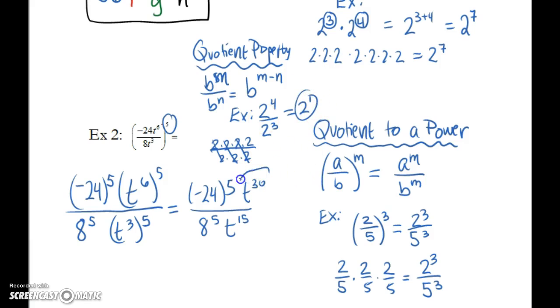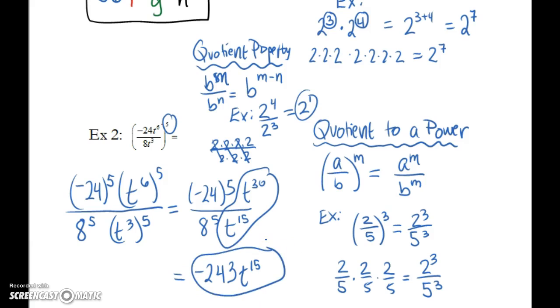So applying that property here, we have t to the 30 over t to the 15th. We can subtract our exponents and get t to the 15th. And now we can use our calculators and evaluate negative 24 to the 5th divided by 8 to the 5th, and we can get negative 243. So that is our final answer. Now we could have looked at this a little bit differently.